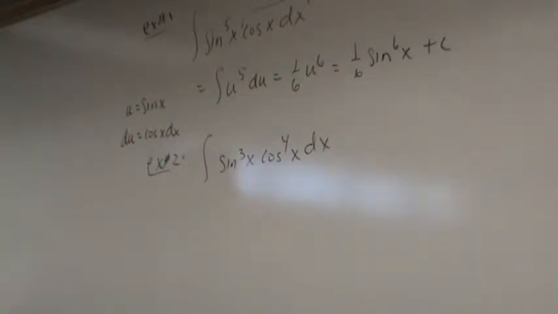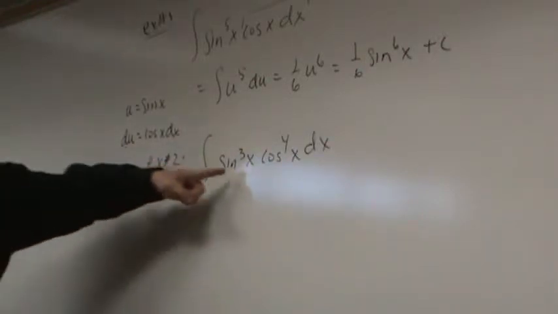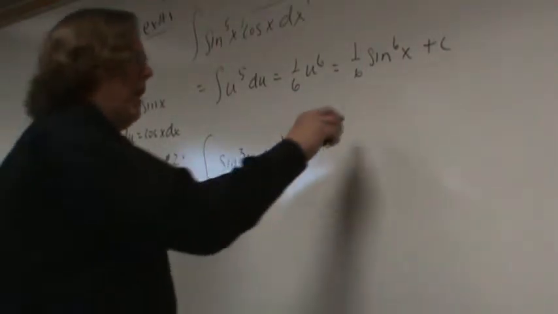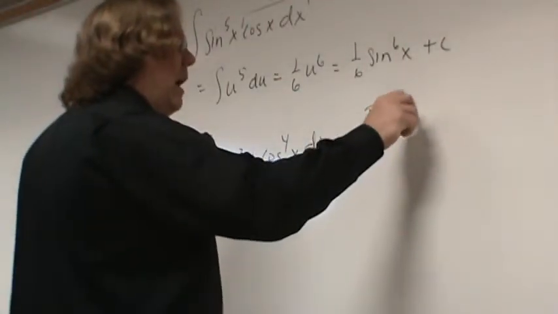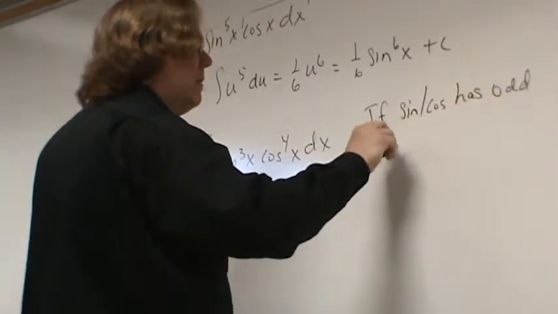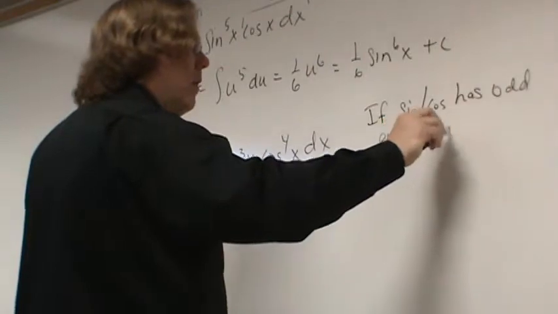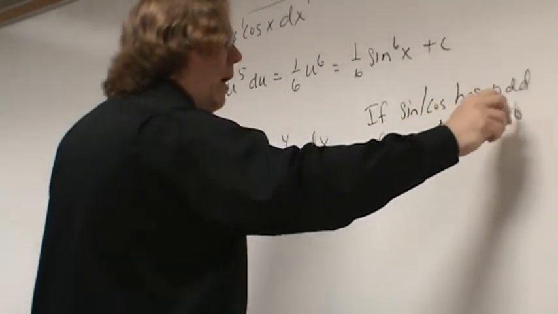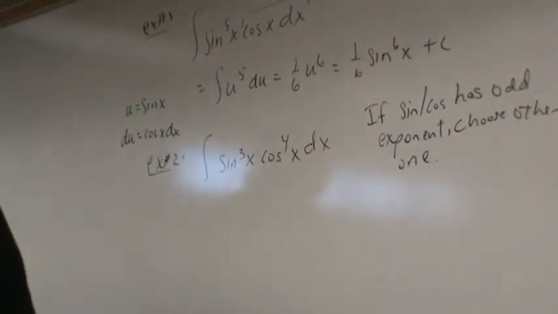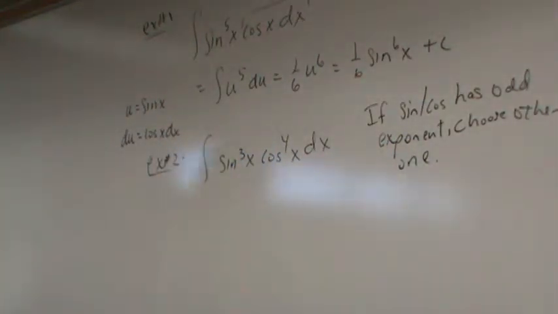Because it has a larger exponent. Okay, that's not the way you choose. I'll tell you why. You choose cosine x because the sine has an odd exponent. So if the sine or cosine has an odd exponent, choose the other one. That's the big rule on this guy.